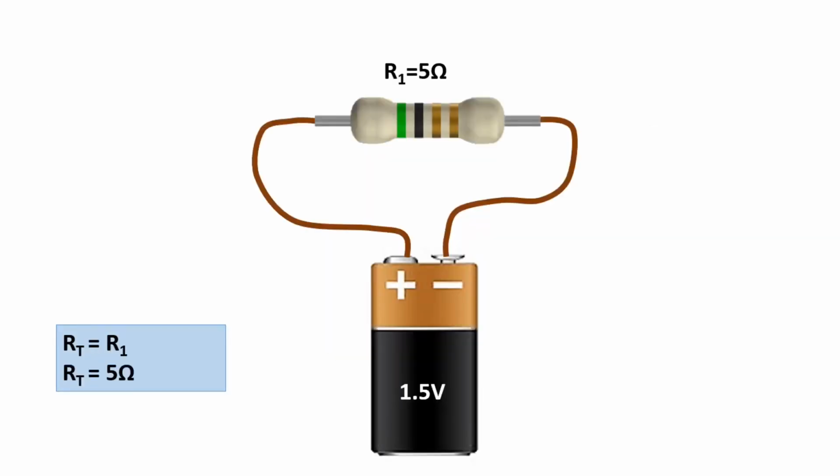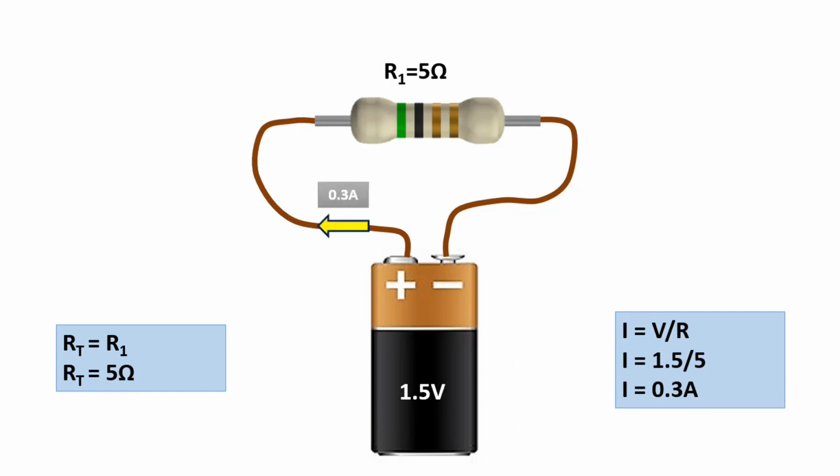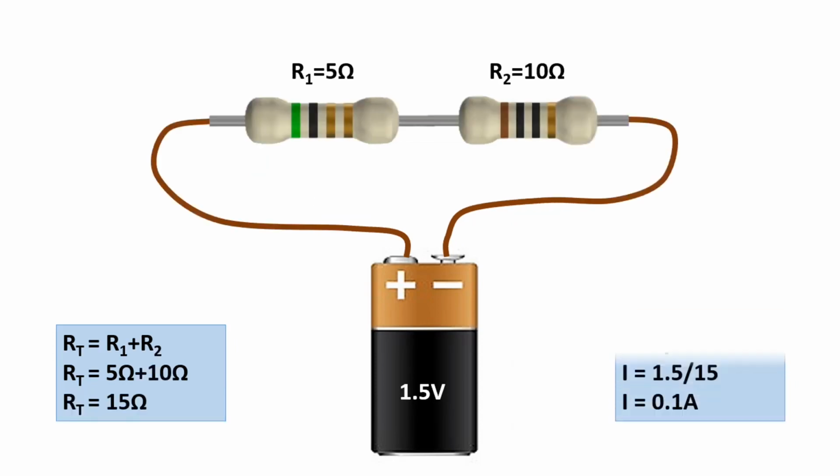We defined resistance as the difficulty shown against the current. So, the larger the resistance, the smaller the current will be. The current for this circuit will be 0.3 amps from the result of 1.5 volts divided by 5 ohms. For this circuit, where two resistors are connected in series, the current will be 0.1 amps as a result of 1.5 volts divided by 15 ohms.